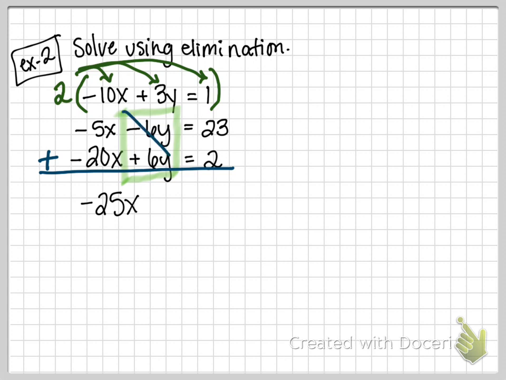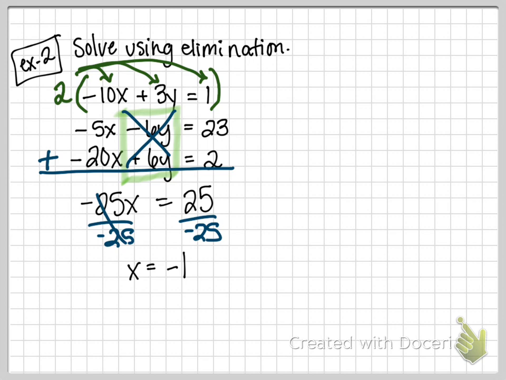Okay, these become 0, so we get rid of that y. So -25x equals 23 plus 2, which is 25. Then divide both sides by -25. And what does x equal? -1. Now we know what x equals, so we go back to our 2 original equations and plug in x.